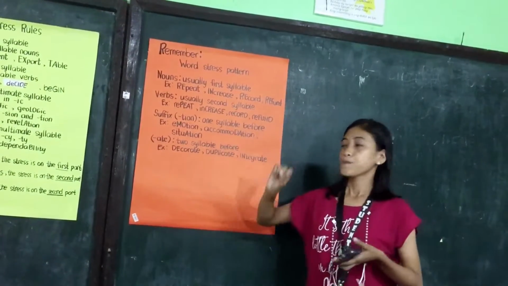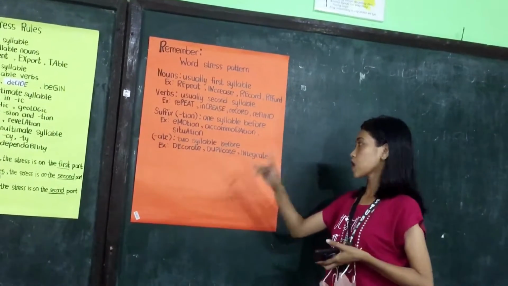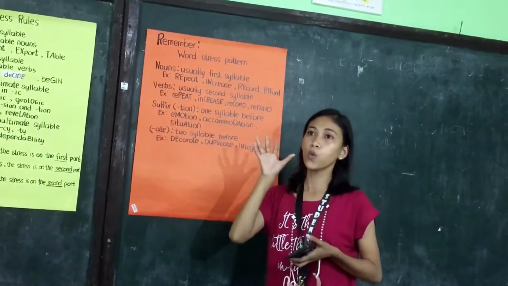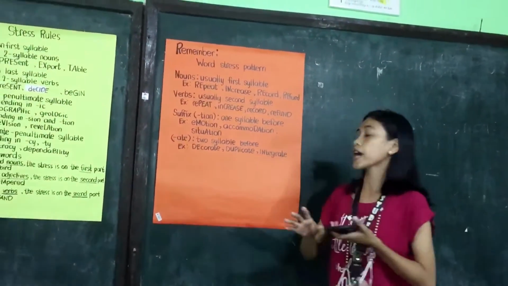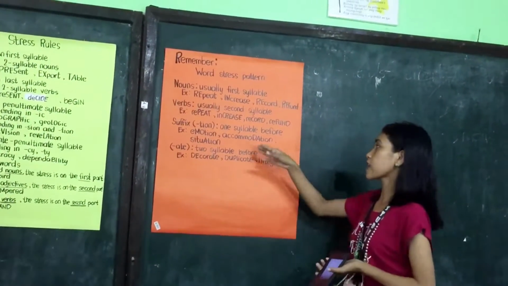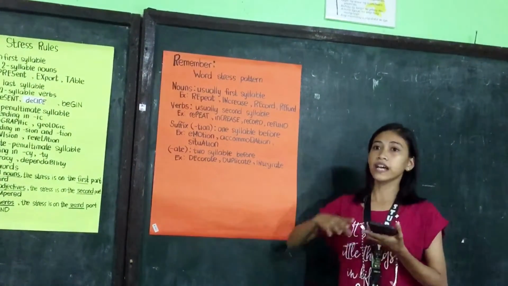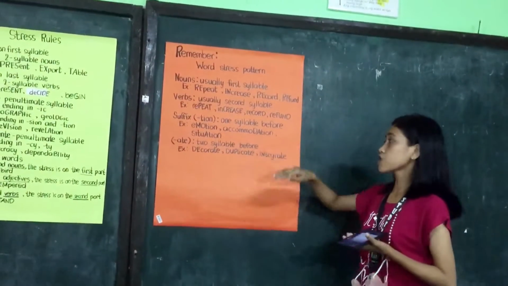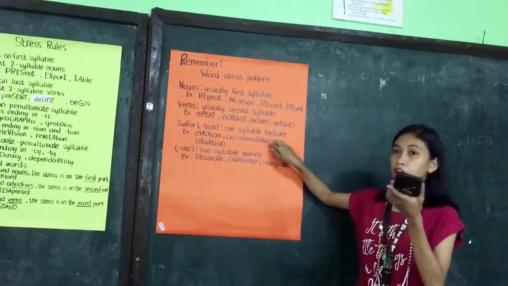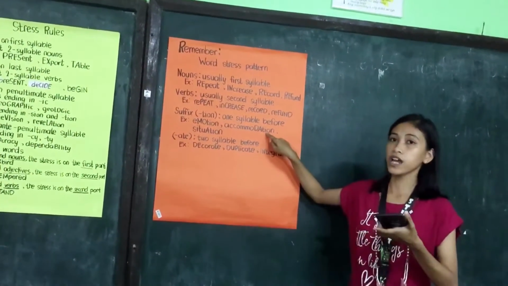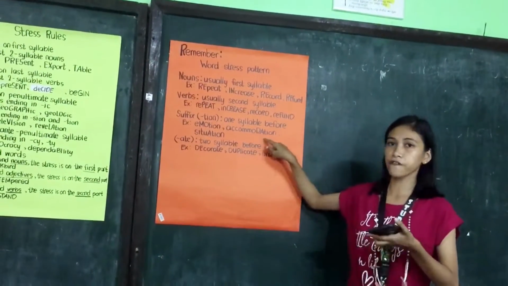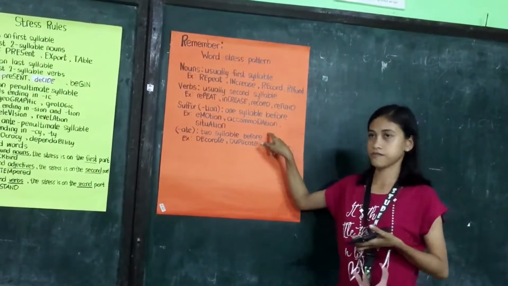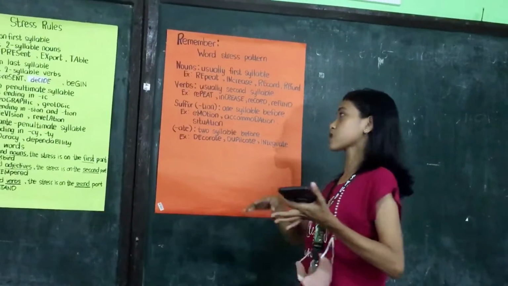Accommodation is a 5-syllable word. However, we're going to put the stress in the D and E. Why in the D and E? Because -tion here is the suffix, and you put the stress before the suffix, which is the D and E. And lastly will be situation.